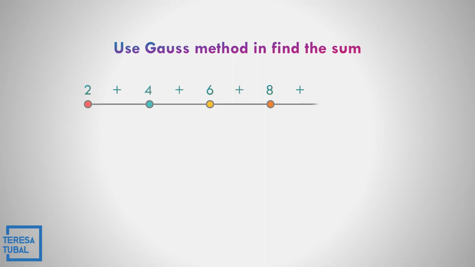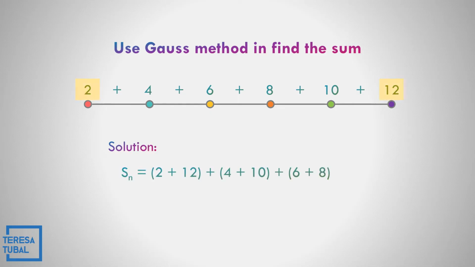How about the next sequence? 2, 4, 6, 8, 10, and 12. Again, the solution is 2 plus 12, 4 plus 10, 6 plus 8. So 2 plus 12 is 14, 4 plus 10 is 14, 6 plus 8 is 14. So 3 times 14, the answer is equal to 42. Or 14 plus 14 plus 14, the answer is equal to 42.